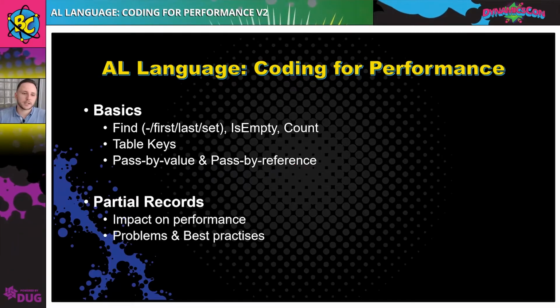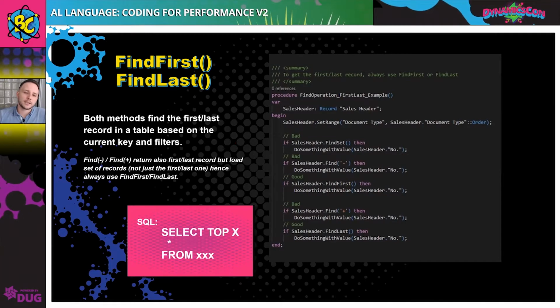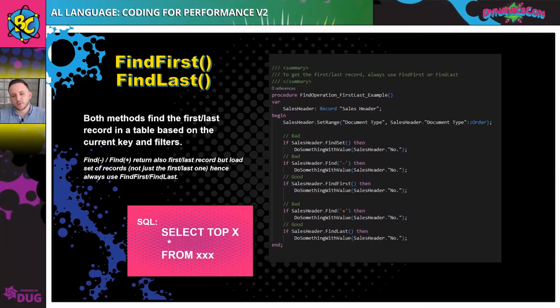So let's start with some basics. Find first, find last. I think this is one of the first lessons any developer learns when he starts developing in AL language. So it's definitely some basic knowledge. So just to repeat the basics, because everybody should know it.